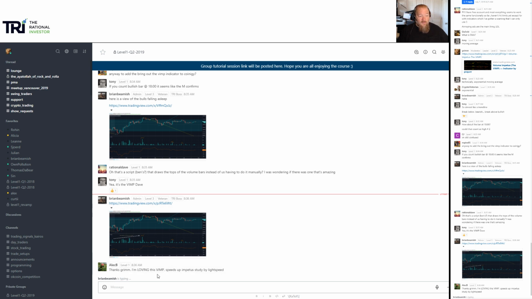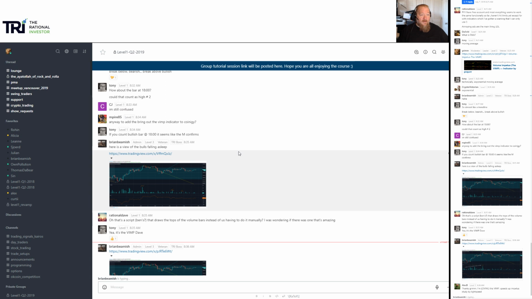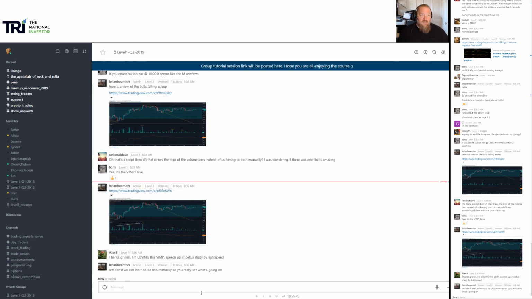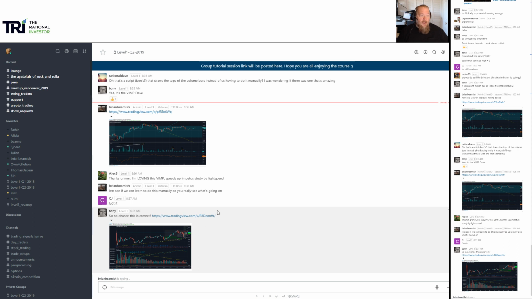So Alex is pointing out that the VIMP really speeds up his impetus study, and he really enjoys having the lines there, right? Empire asks, is there any way to bring up the VIMP study in Coinigy? That's a lot more difficult because Coinigy isn't piped through TradingView proper. It's using the free API, and so there's not really a way to do the VIMP script in there.